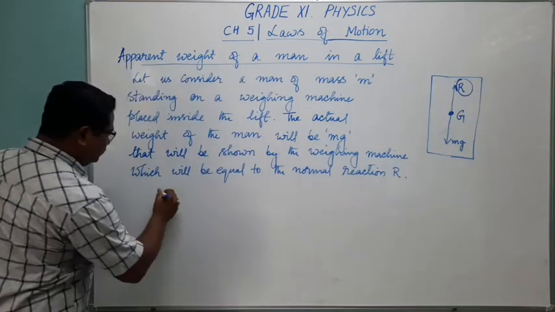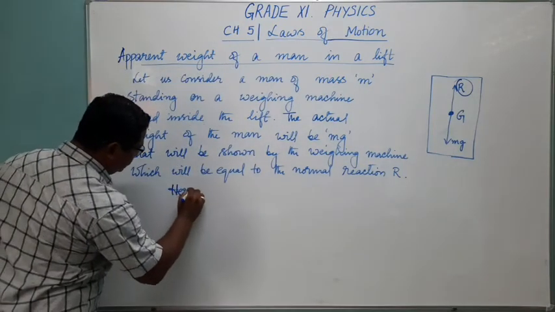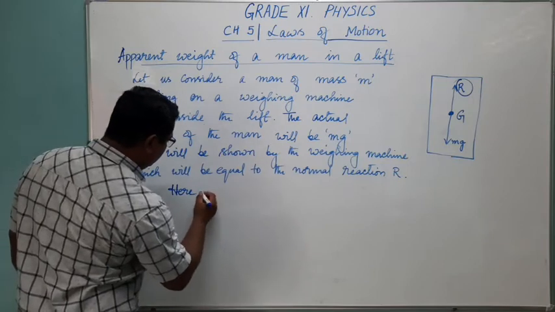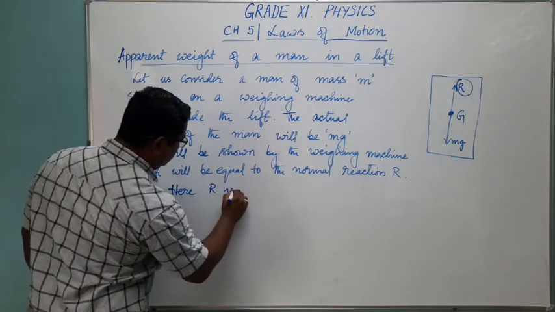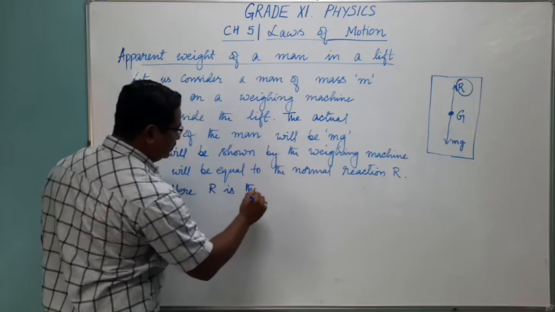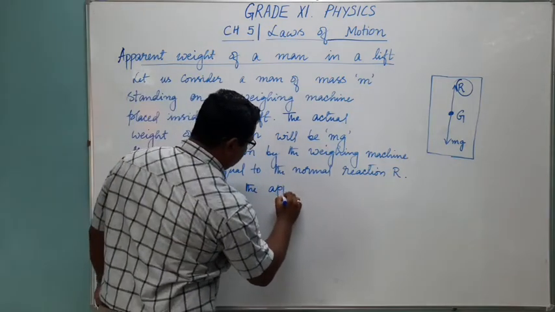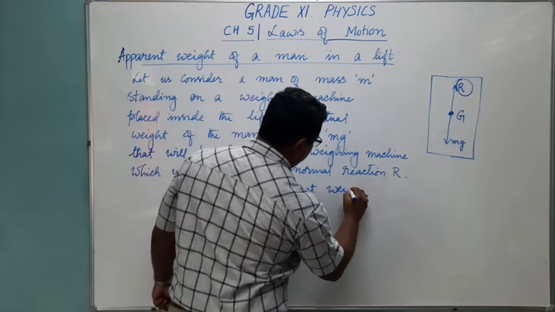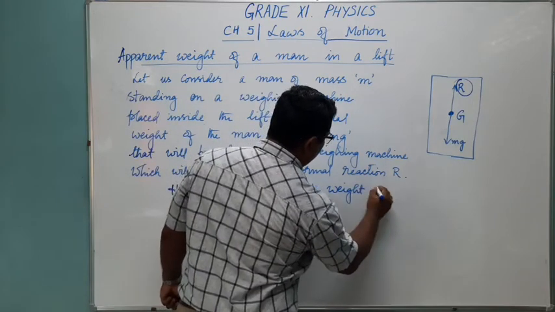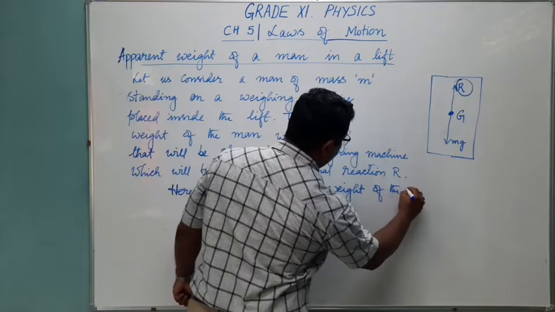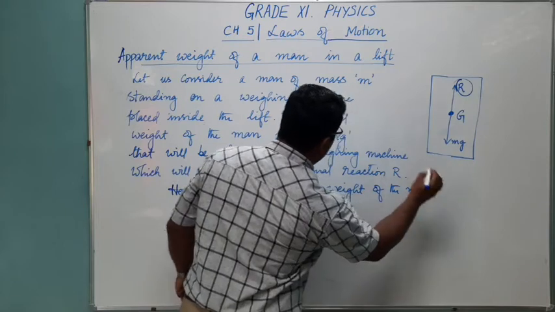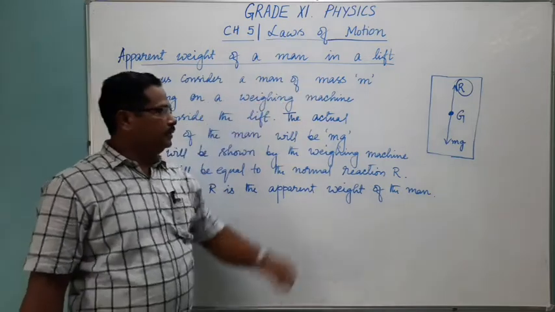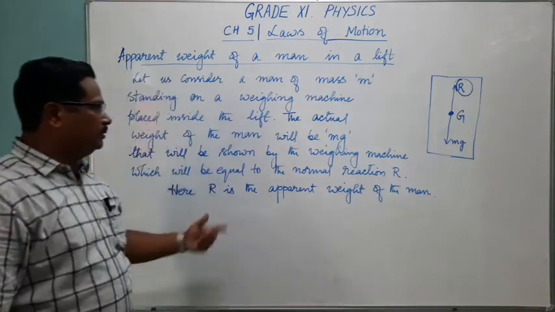Here R, the normal reaction, is the apparent weight of the man. That's what we are going to find out here. We are going to study the apparent weight of a man in a lift. Let us see one by one.